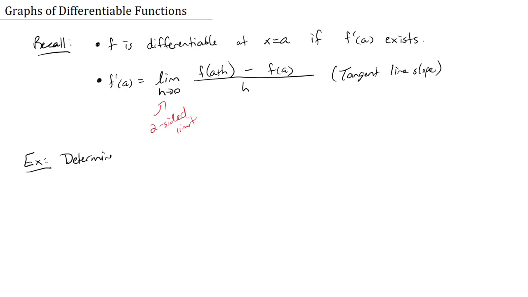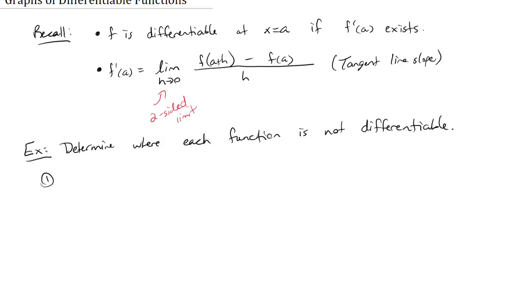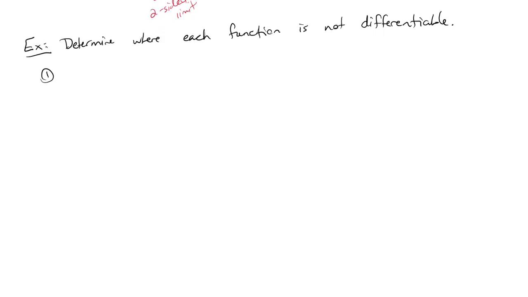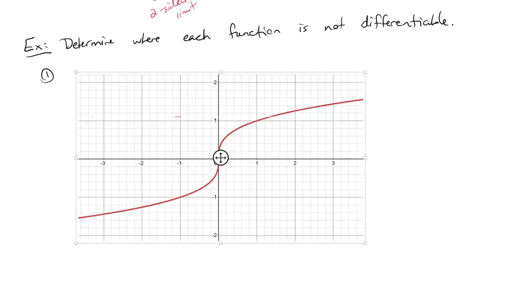Determine where each function is not differentiable. And I've got a graph here prepared already. So this is an interesting graph. Let's analyze the derivative at various values. Like at x equals 2, what would the derivative represent?